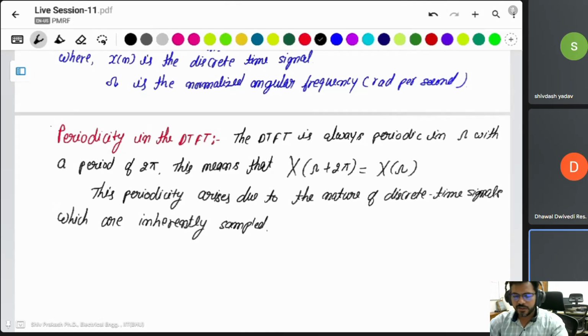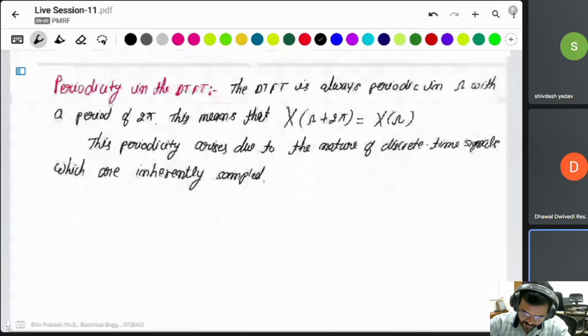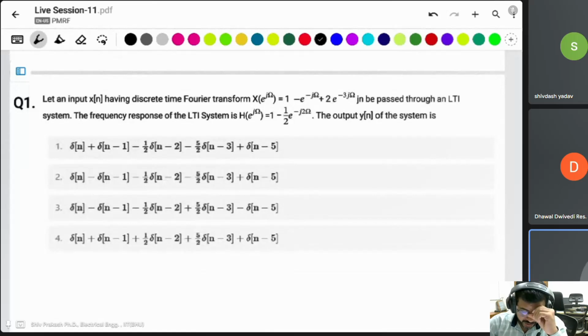Okay, let's take some example to solve this, then you can understand better about the discrete time Fourier transform. Let an input x[n] have discrete time Fourier transform X(e^j omega) equal to 1 minus e^(minus j omega) plus 2 e^(minus 3j omega). We pass it through an LTI system. The frequency response of the LTI system is already given, and you are asked about the output of the system.